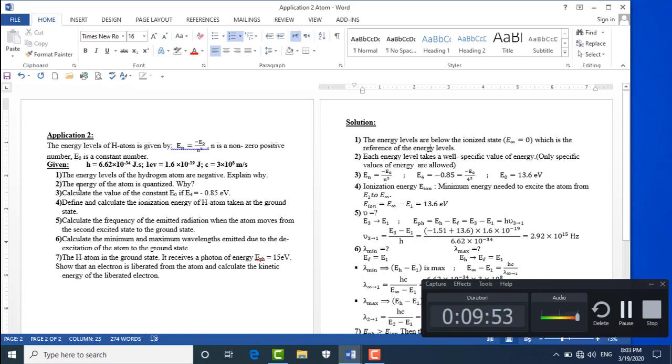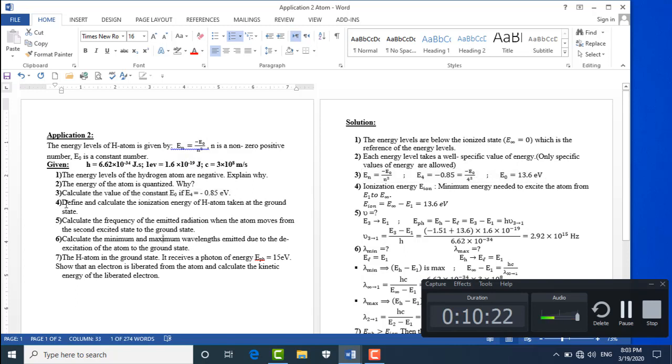Part 2: the energy of the atom is quantized. Each energy level takes a well-specified value of energy. Only specific values of energy are allowed. Part 3: calculate the value of the constant E0, given E4 equals minus 0.85 electron volt. We have E4 given, we write En with n equal to 4, and we calculate E0 to be 13.6.